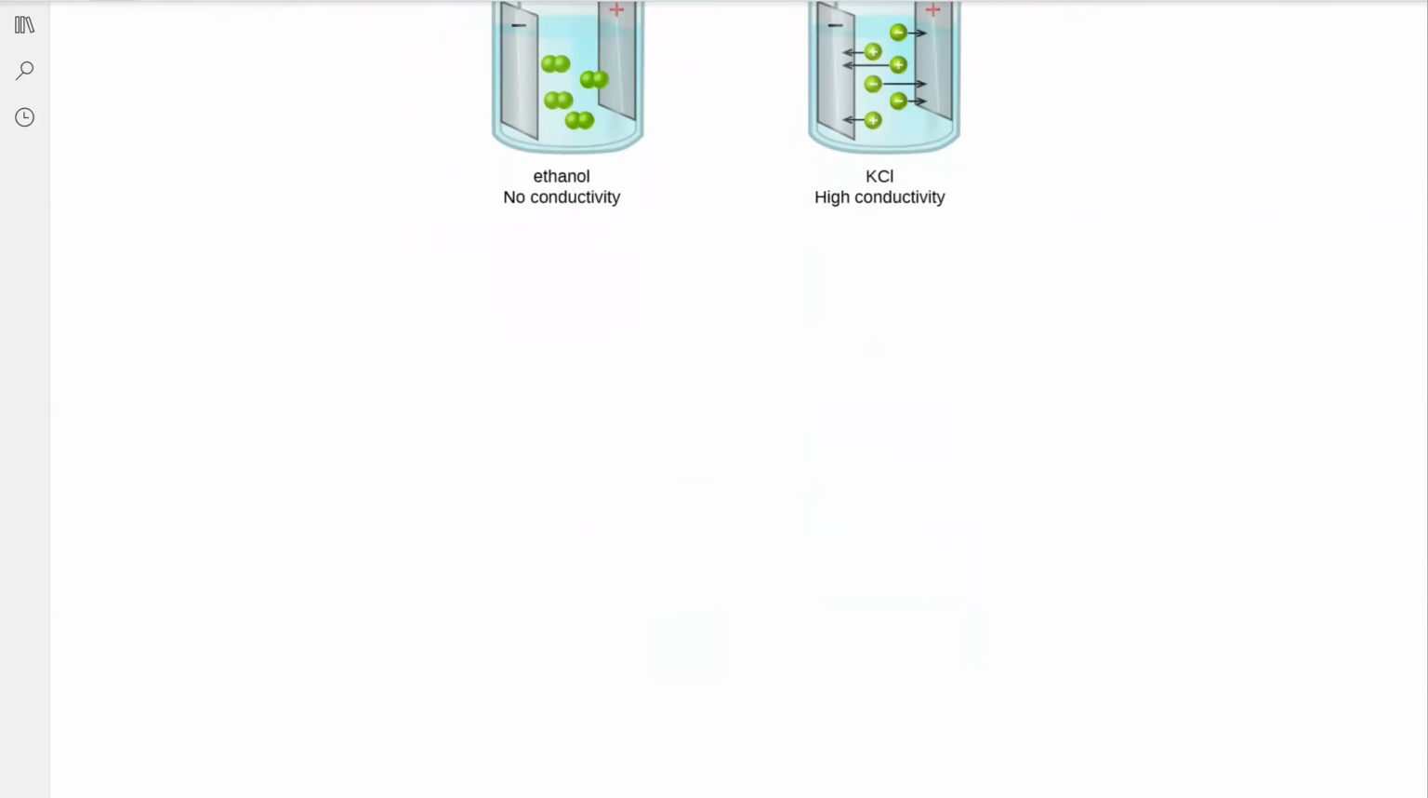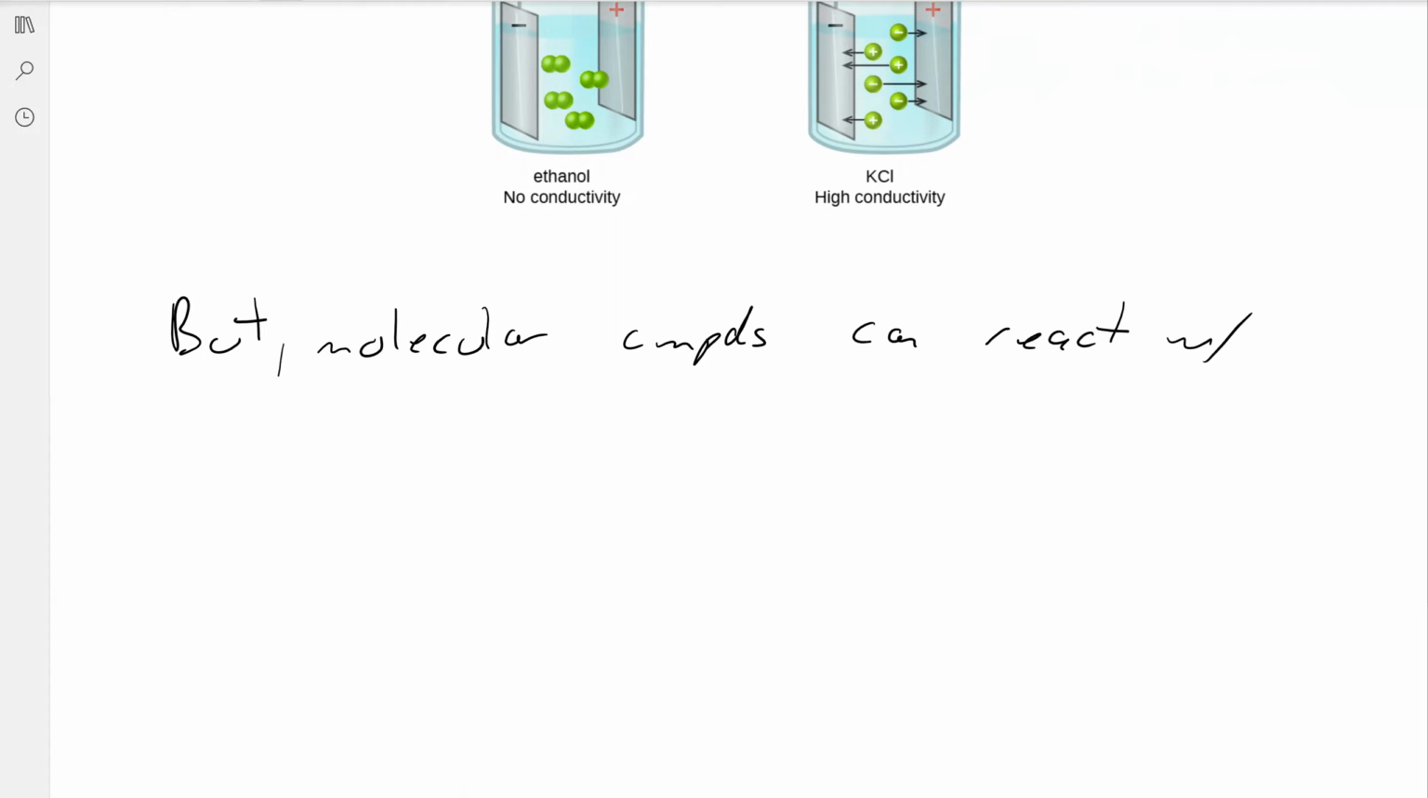However, that's not true all of the time. You'll say, but molecular compounds can react with water to form ions.